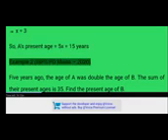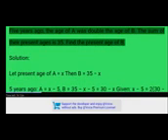Example 2, IBPS PO Mains 2020. 5 years ago, the age of A was double the age of B. The sum of their present ages is 35. Find the present age of B.